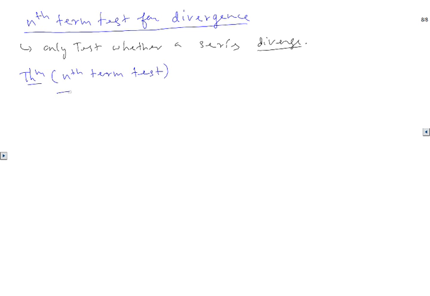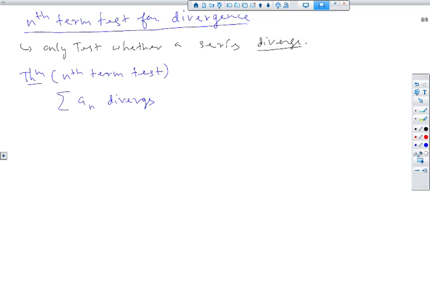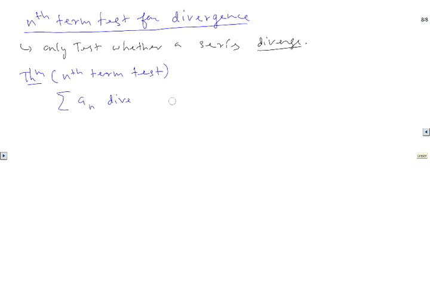It says that the series sigma an diverges if the limit of the nth term is not equal to 0. That's it. That's the nth term test for divergence. So if the limit is not equal to 0, the series is going to diverge.